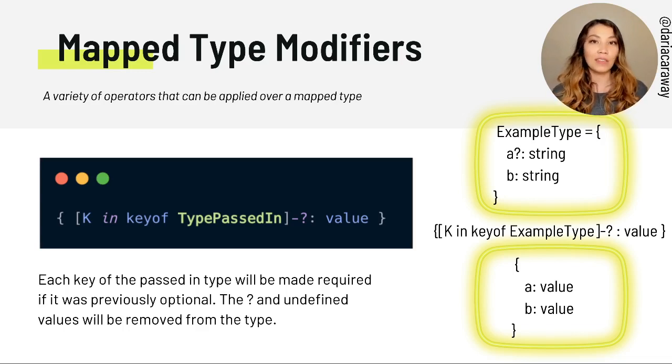So there are a handful of these modifiers in TypeScript, and they will be applied to a type as you map over it. So here we're going to remove the question mark, or the optionality, from every property as we map over it. So each property will no longer be optional, and therefore it cannot be undefined. So here, if we have our example type and A is optional, B is not, when we run it through this mapped type, we're going to get back A and B, but A is no longer optional and therefore cannot be undefined.